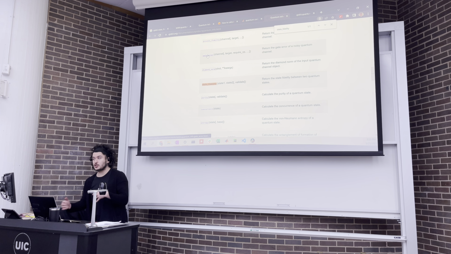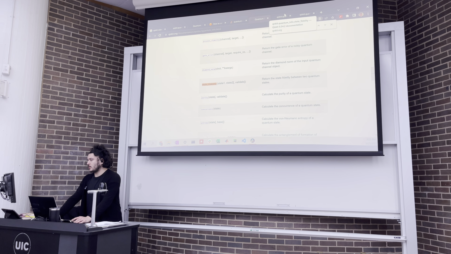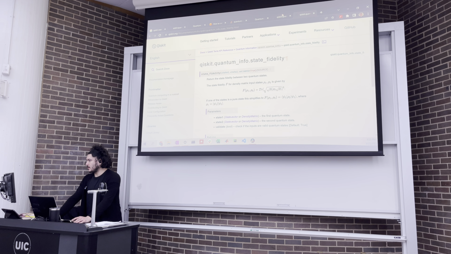We have two parameters, two inputs, right? State 1 and state 2. And this is a possible variation on state 2 that we can enable or disable if we want to validate something. So what does state fidelity do? It returns the state fidelity between two quantum states. So we're going to click this. I believe it's going to be the same page as the other one. They should be the same if we go back and forth quickly. So here's page 1, page 2. Okay, they're the same.